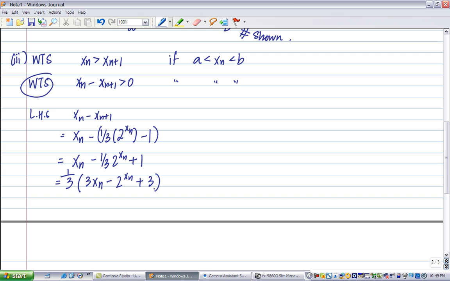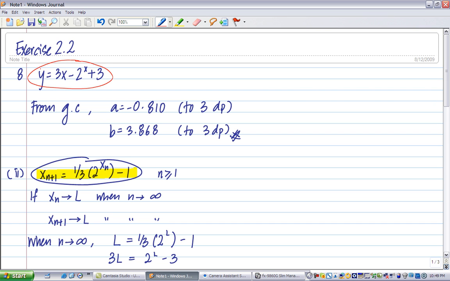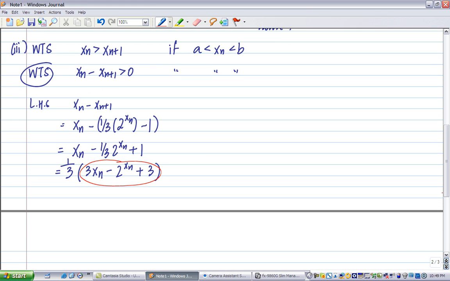Now why do I need to do this? Because I want to convert this part of the equation to the same form as that was given to me in the question, so that I can make use of the graph to solve. Follow? Okay, so looking at the graph, let's go back to the question. Now our objective is to show that xn minus xn plus 1 is greater than 0. We want to show that this expression is greater than 0 if xn is between A and B.